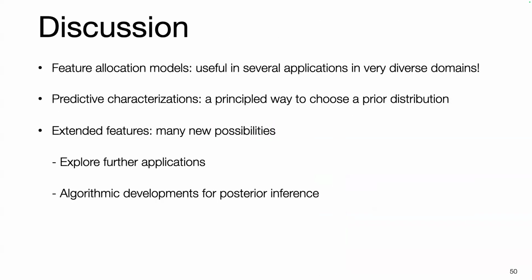So in conclusion, I hope that I've motivated that feature allocation models are useful in several applications in very different domains, and that studying this predictive characterization provides a principled way to choose a prior distribution. Moreover, we have also talked about these extended feature models, which offer many new possibilities for Bayesian modeling of feature allocations, such as further applications. The ones in spatial statistics are just the beginning, but this also opens the door to algorithmic developments for posterior inference.